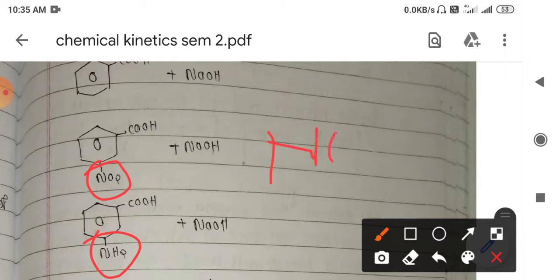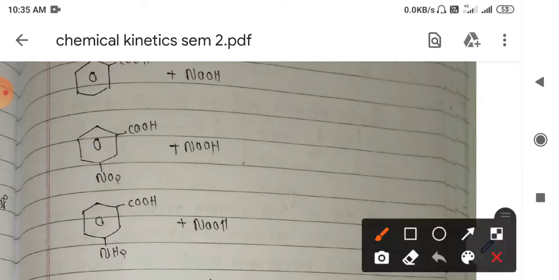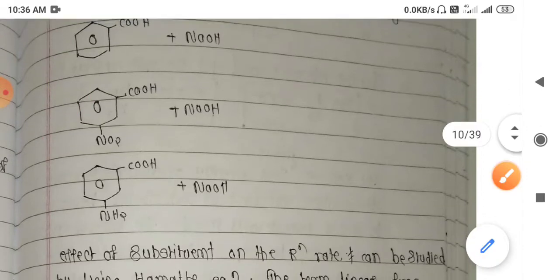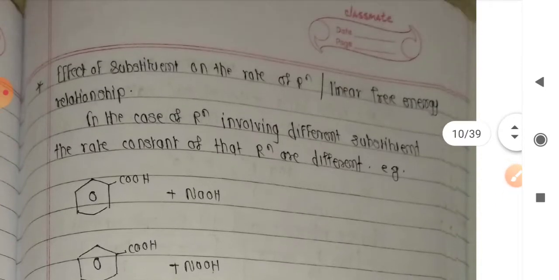So we know that the nitro group has a large minus I effect as compared with this one, because this has a plus I effect. So due to this it is more acidic than this. Theoretically we expect that the NO2 group should have the highest acidity among these three.